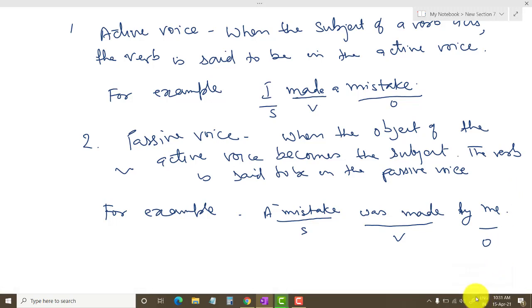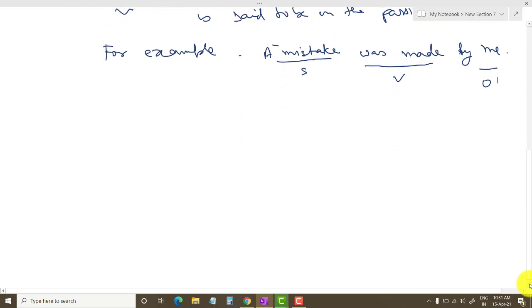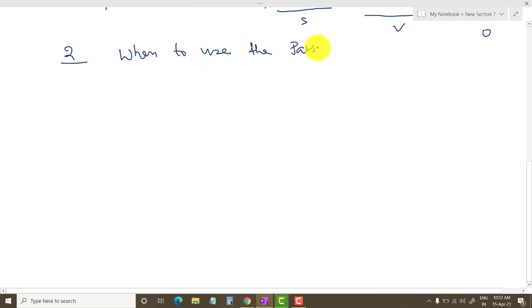After learning the definition, we will learn the uses of the passive voice. Second point of discussion is when to use the passive voice.